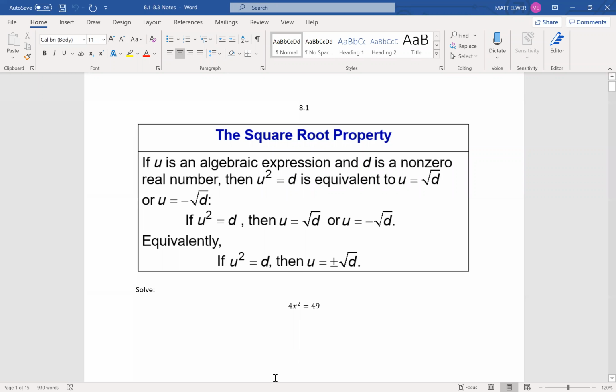Okay, so today we're going to talk about 8.1, 8.2, and 8.3. So in 8.1, we're going to start talking about the square root property.